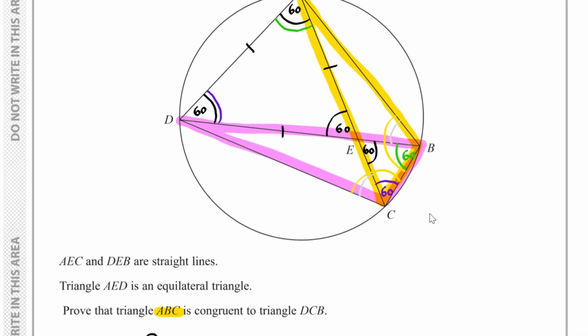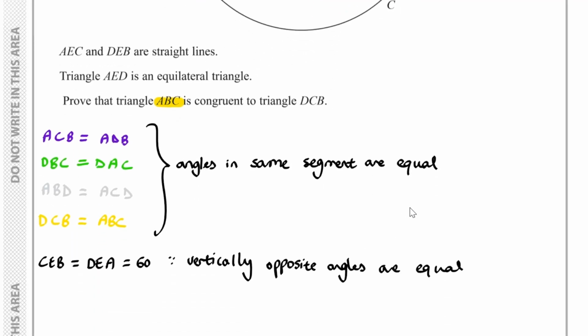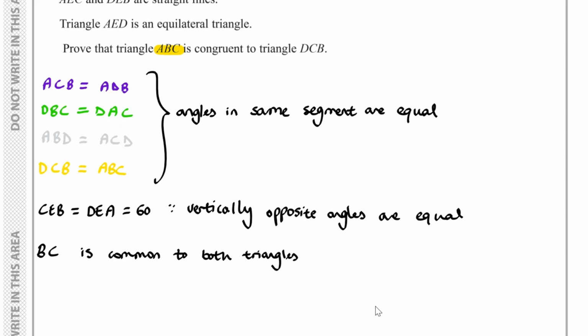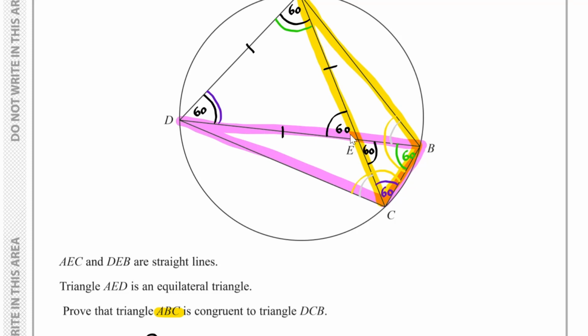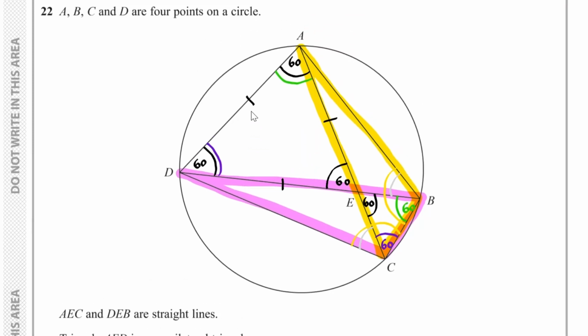Now, what else we can see about those triangles? The length BC is common to both. Okay. So, what else can we say from this? DB, so DB, that's equal to, well, DB, what can we say about this?